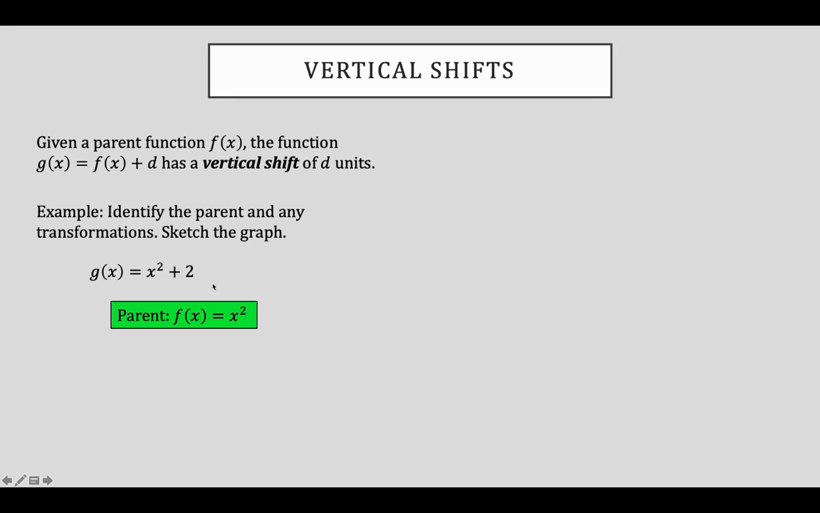So now we have to describe the transformations. What is being changed? Notice that g of x has a plus 2 on the outside of our parent function. I'm taking the parent function x squared, and I'm adding 2 on the outside. Adding a number outside of the parent function creates a vertical shift of d units. In this case, by identifying the constant d, which is 2, we can tell that this is going to have a vertical shift up of 2 units.